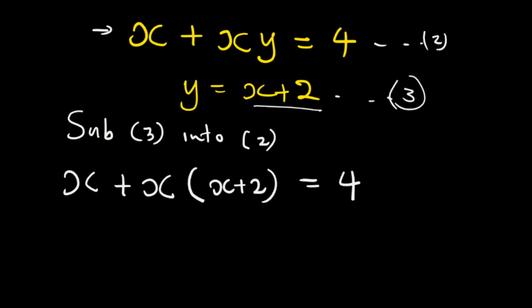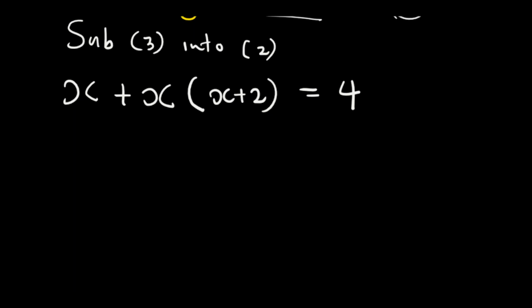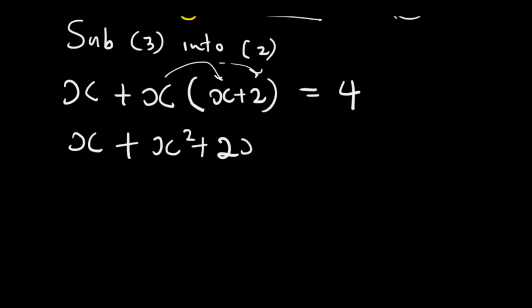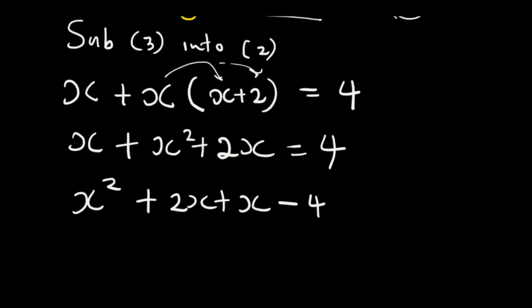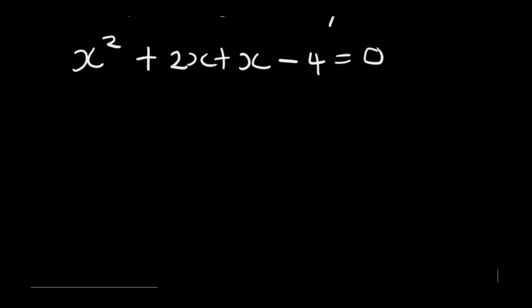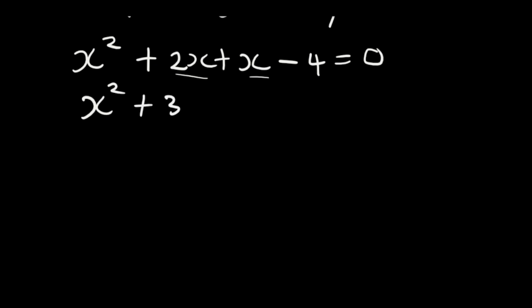Then from here, you're just going to find the product and solve for x. So it's going to be x plus, and then this x will multiply everything that is inside here. So you're going to have x squared plus 2x equals 4, right? And then we collect the like terms, so it's going to be x squared plus 2x plus x minus 4 equals 0. So I transpose this 4 to the other side. Then from here, I have like terms 2x and x, right? So it's going to be x squared plus 3x minus 4 equals 0, right?